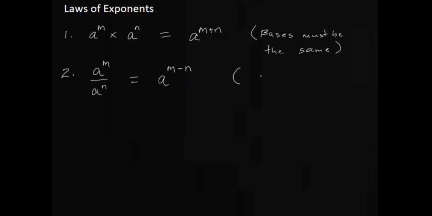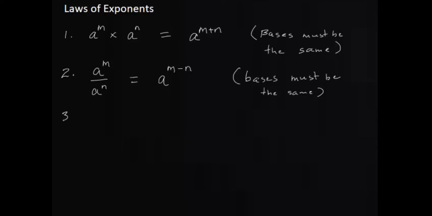So for division, we say here bases must be the same. Right? So for division of exponential terms with bases being equal, can be written as that base, in this case a, with the exponent on the top of this expression being the first one, subtract the exponent at the bottom. That's what our second law says.